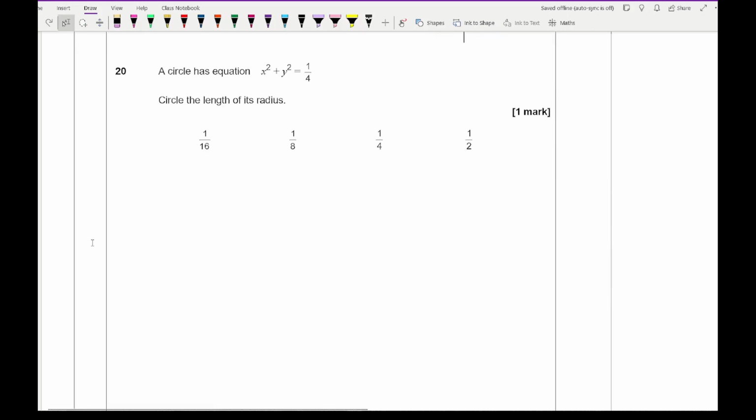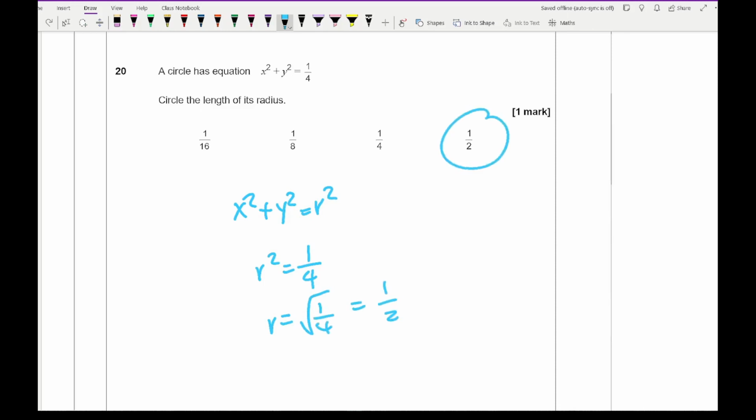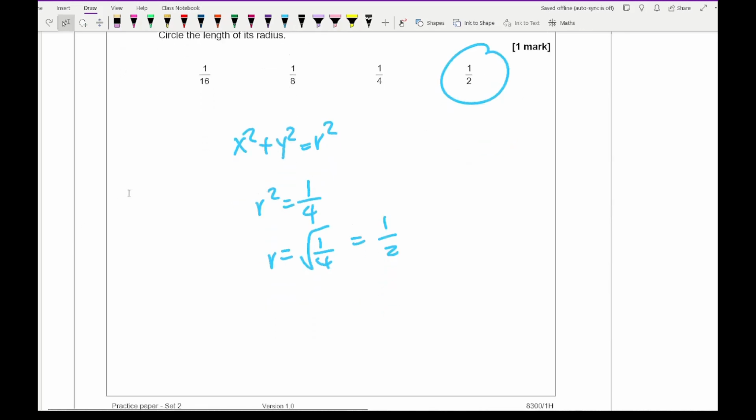For question 20, it says that a circle has the equation x squared plus y squared equals a quarter. Circle the length of its radius. Well, x squared plus y squared equals r squared, so r squared equals a quarter, so r equals the square root of that, which is a half, and that is our fourth option.